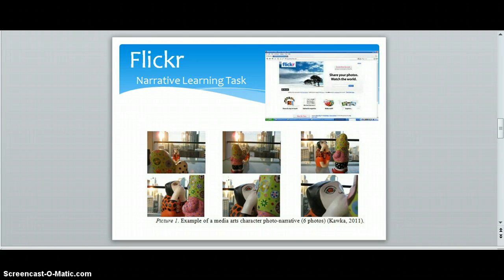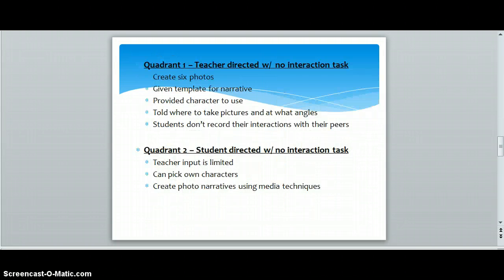So now we'll go through the different quadrants. So in quadrant 1, it would have been teacher-directed with no interaction task. So the students are told that they have to create 6 photos. They're given the template to use to write the narrative. They're provided the character that they have to use, and they're told where and at what angles to take the photos at. The students don't have to record their interactions with their peers. Once they're done, they're done.